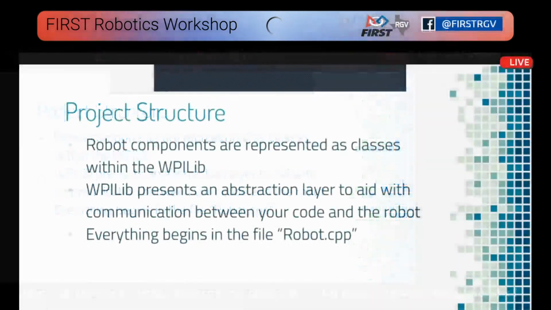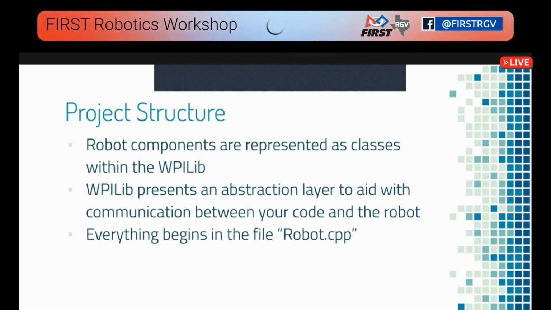And everything begins in the file Robot.cpp. We learned in the last session that every C++ program begins with an int main, a main function. While that is probably true, that main function resides in the WPI library, so you won't actually see it yourself. Instead, you're going to see a Robot.cpp that WPILib actually gives to you, and we can edit off of that.